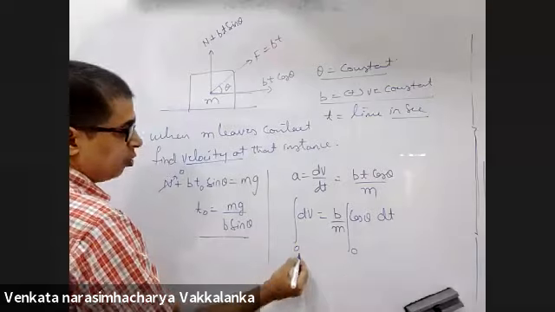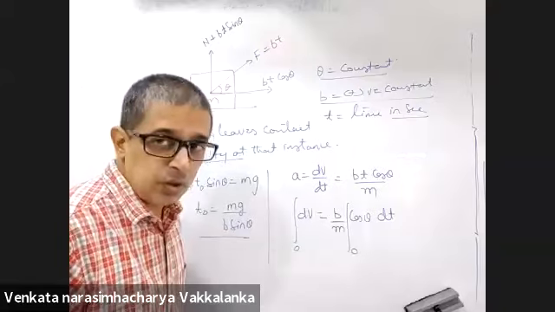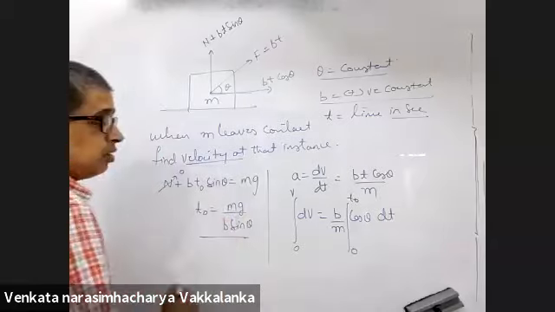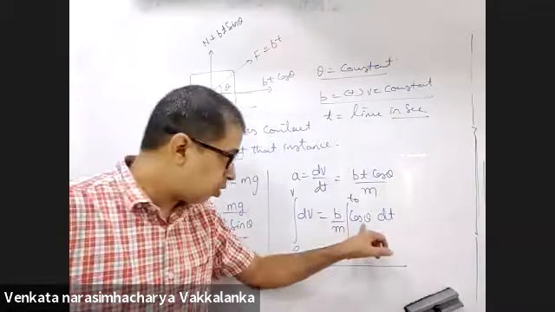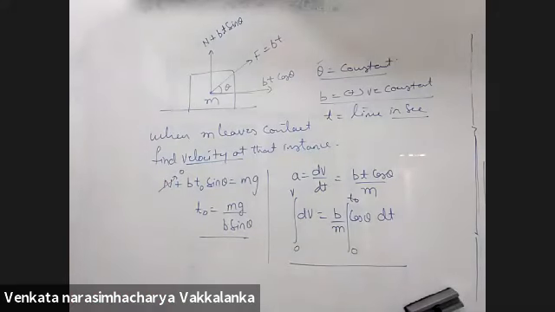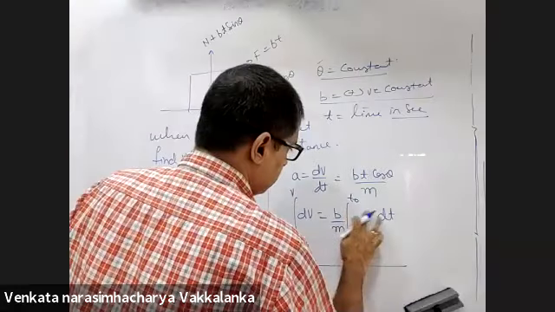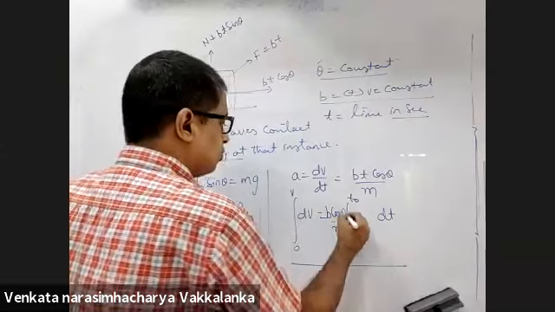At time t equal to 0, velocity was 0, which I should have told in the question. By default, you assumed it, but that should be told in the question. Integrate from 0 to t naught to find the velocity. Cos theta is a constant, bring it out. The integral of t dt will not be difficult for you. So it is B cos theta by m times the integral of t dt.